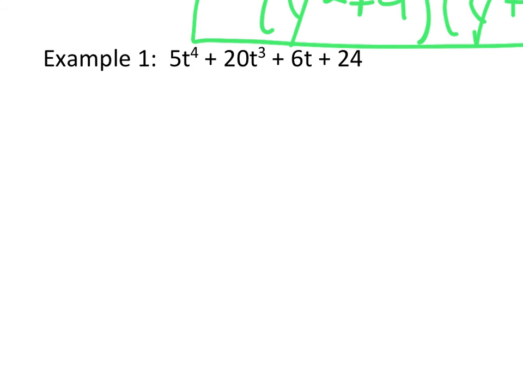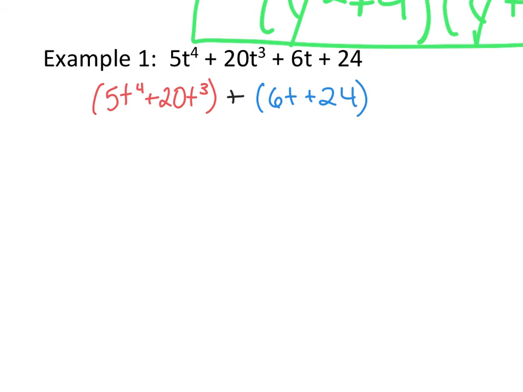Okay, so 5t to the fourth plus 20t to the third plus 6t plus 24. How many terms is that? 4. So we need to factor by grouping. Woohoo. Okay. I'm going to go ahead and group my first two terms in a set of parentheses. I'm going to put a plus sign. And now I'm going to put my next two terms in a set of parentheses.